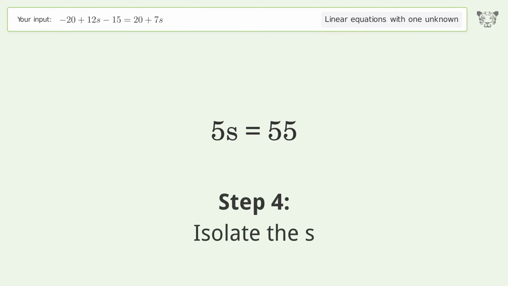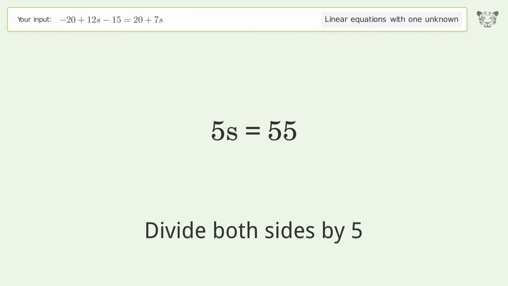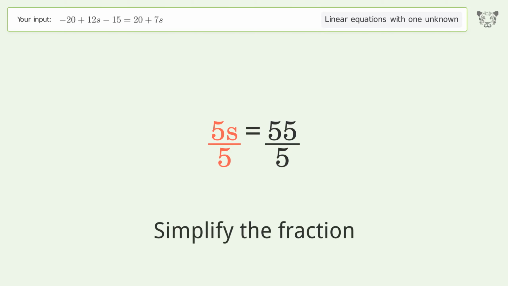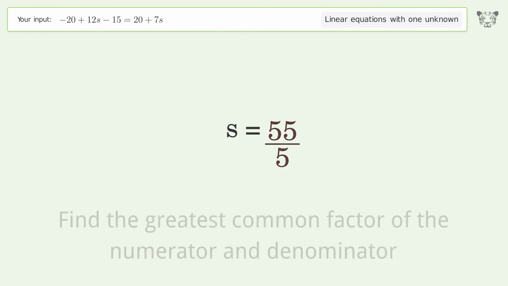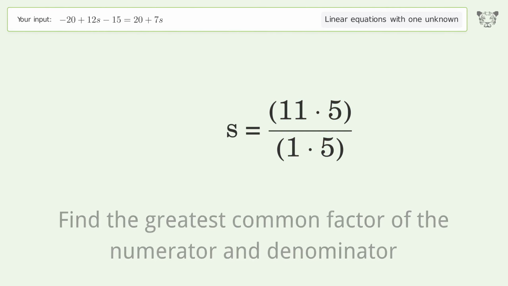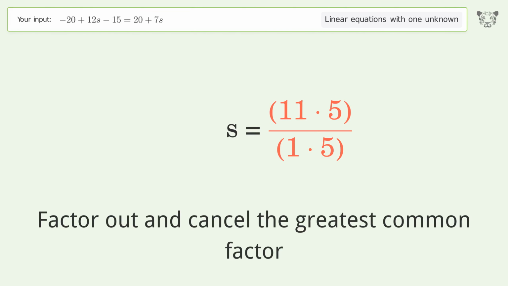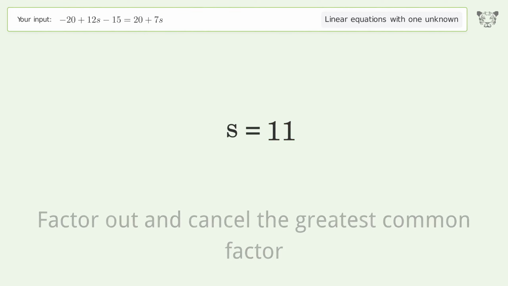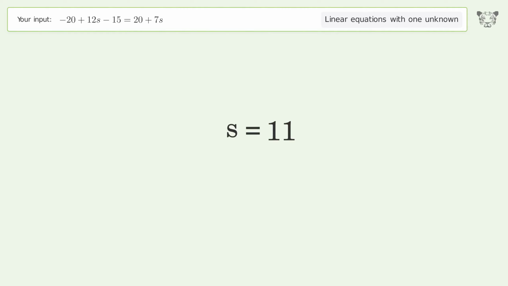Isolate the s. Divide both sides by 5. Simplify the fraction. Find the greatest common factor of the numerator and denominator. Factor out and cancel the greatest common factor. And so the final result is s equals 11.